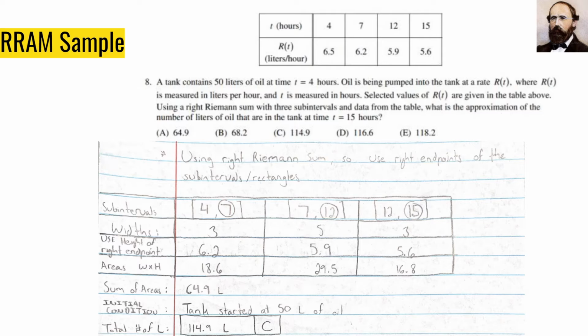However, in this problem, if you look back at the question, it does say that the tank contains 50 liters of oil at time t equals 4. So it's kind of an initial condition. So to find the total, you have to add 64.9 plus 50, which gives you 114.9 liters.